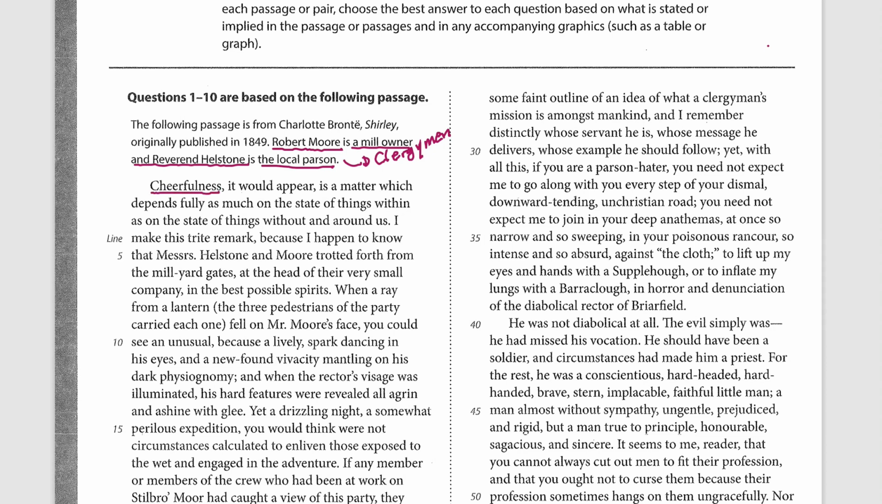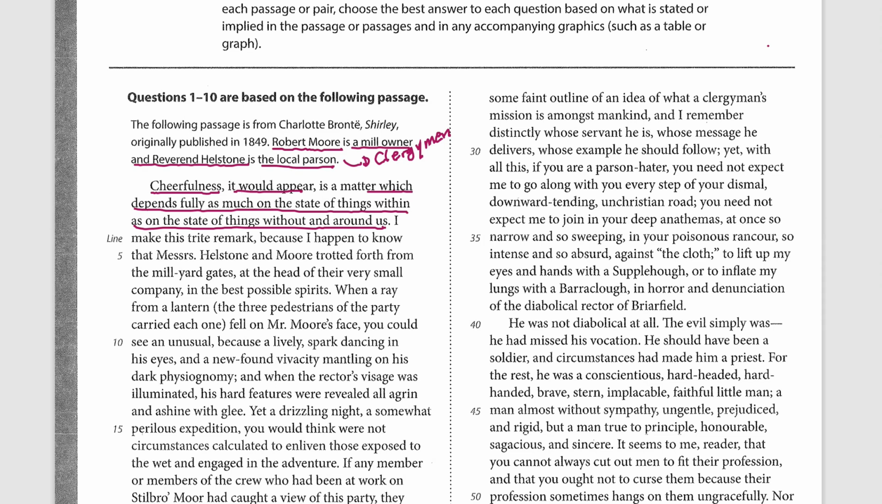Cheerfulness, it would appear, is a matter which depends fully as much on the state of things within as on the state of things without and around us. I'm going to ask who can explain this for me. And something else very important in reading: whenever you have two commas, two dashes, or two parentheses, don't stop there that much. Regard them as if they are not there.